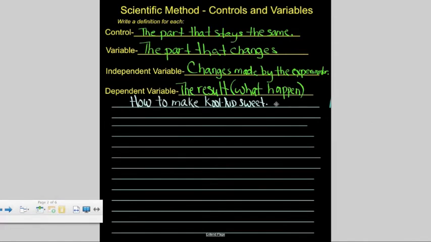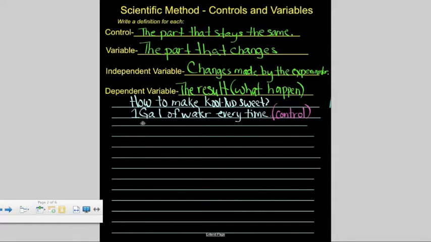Now let's take a look at something we do every single day, or we've done often, how to make Kool-Aid sweet. Now, that's going to be our question. The first thing I'm going to do is use 1 gallon of water every single time. Because I'm using the same amount of water every time, this is my control.